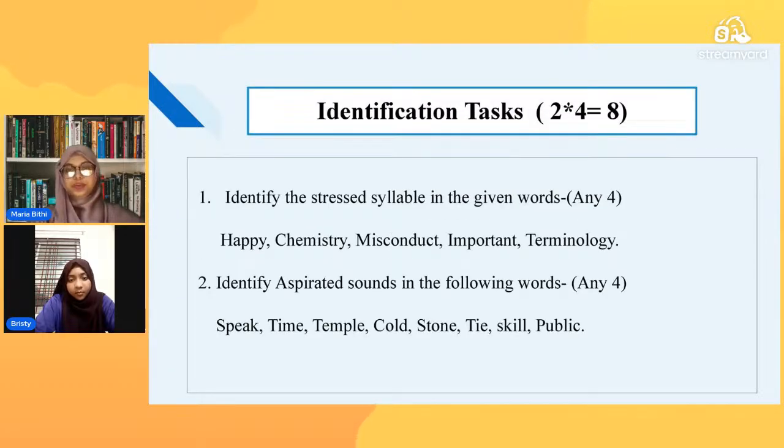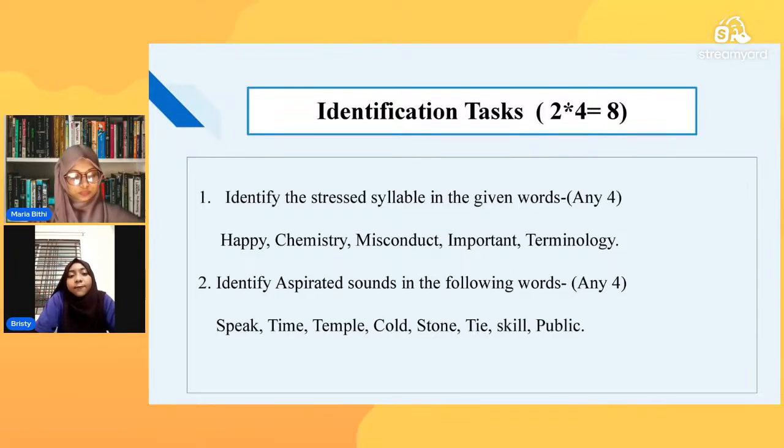Okay, fine. So here is the next question. In the question, you need to identify the stressed syllable of the word, and you need to use it for words. Besides, you need to describe the reason why they are stressed syllables. And in the second question, you need to identify aspirated sounds and describe the rules for why they are aspirated. Again, you can choose any word. Got it? Okay, miss.